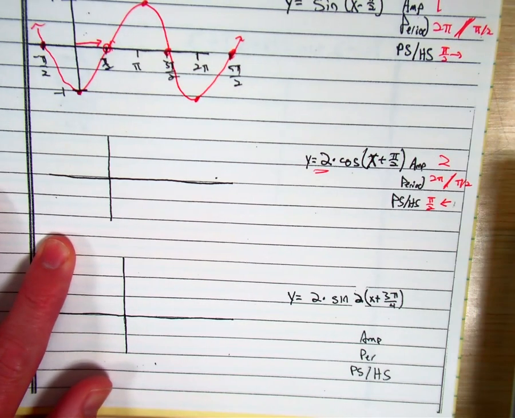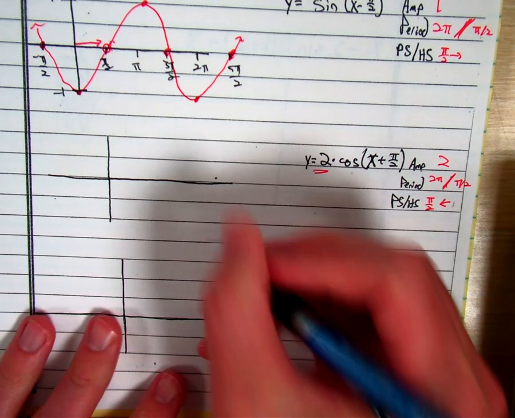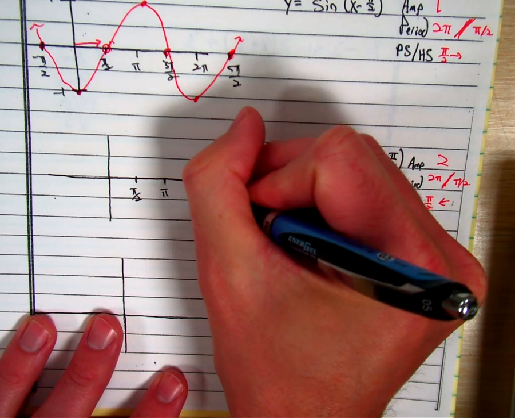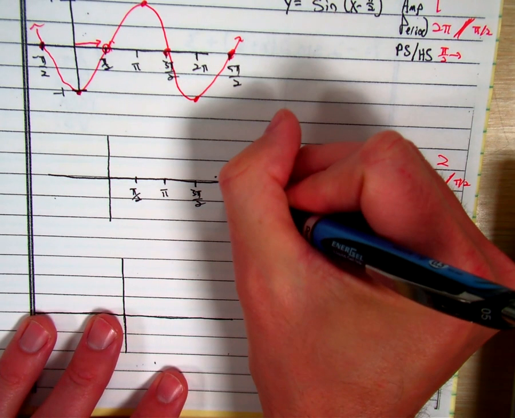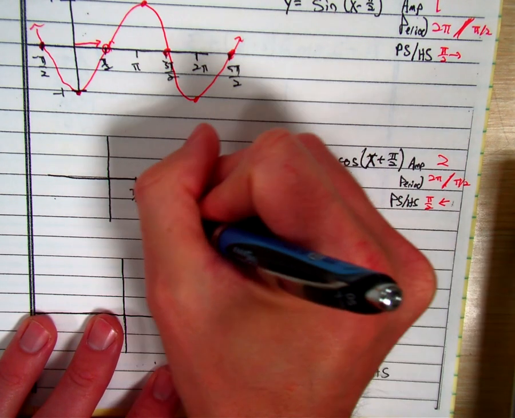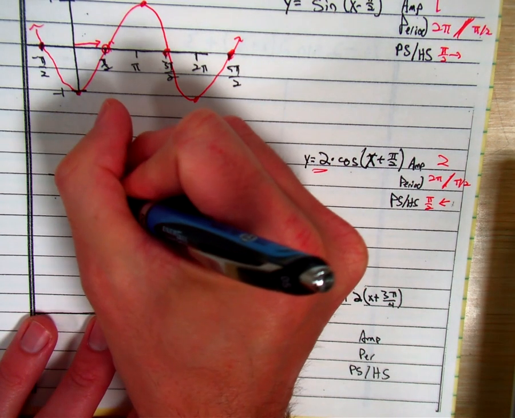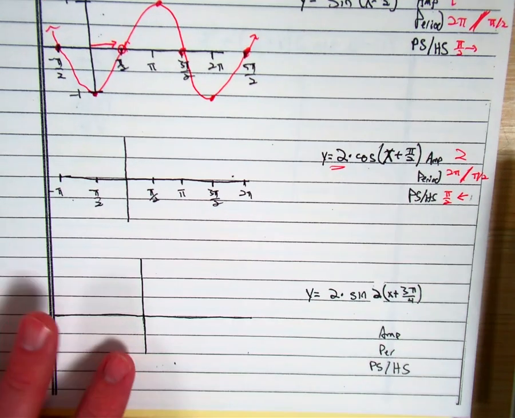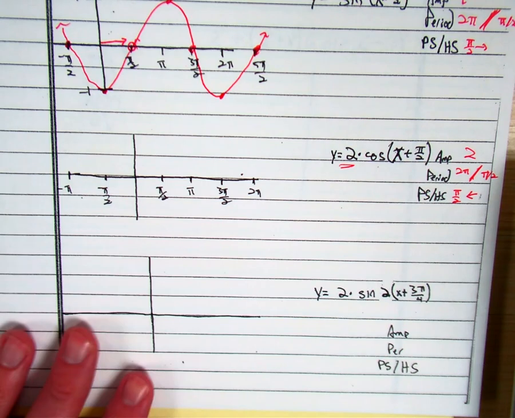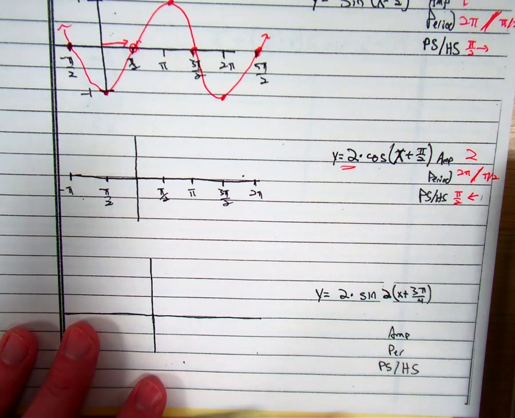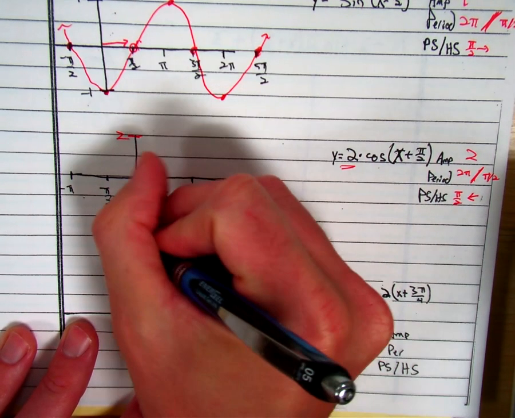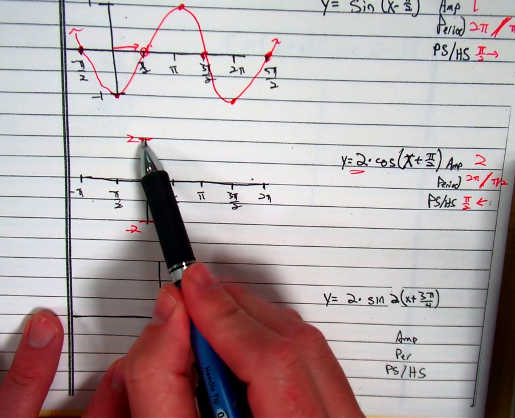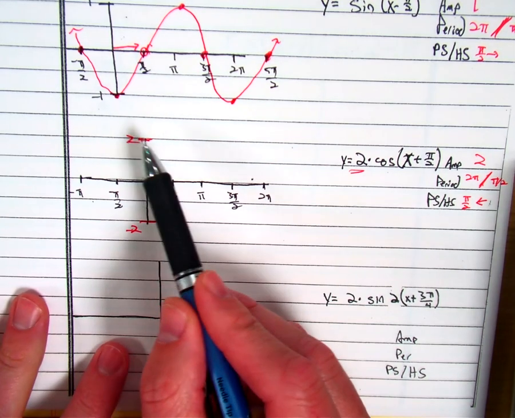Okay? So count by pi over 2s. Pi over 2, pi, 3 pi over 2, 2 pi. Going backwards, we need at least a negative pi over 2, and I can fit a negative pi in here. Now, cosine, we know, starts on the top. Oh, I didn't label it. 2 and negative 2. Cosine is going to start on the top, but we are backwards, left pi over 2.